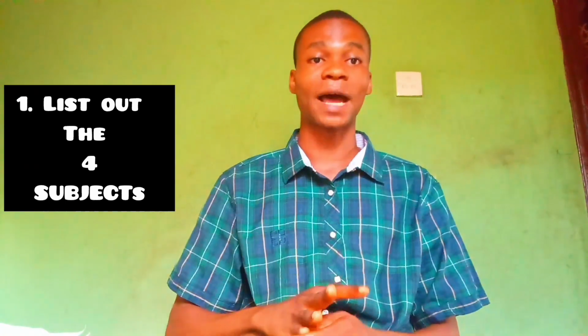So the first step is to list out your subjects. List out your 4 subjects, because in JAMB you are to offer 4 subjects in your exam. So list out the 4 subjects. After listing it out, put it aside.